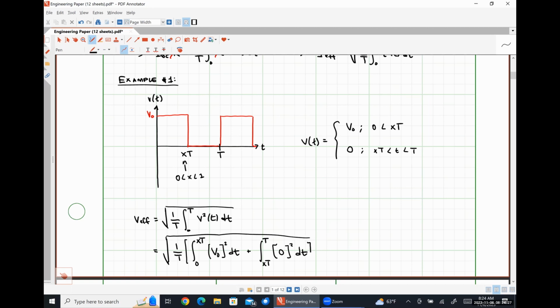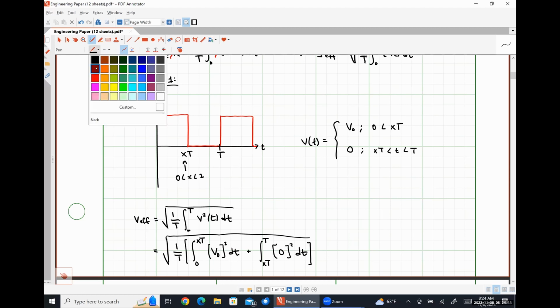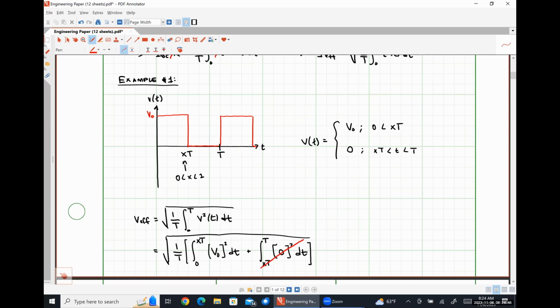So overall, I've integrated over exactly one period, which is what I'm supposed to do. But because I had a piecewise function, I had to break it up into smaller parts, right? All right, so let's start with the easy part. What's the integral of 0 squared? 0. So we know for sure that this part goes away.